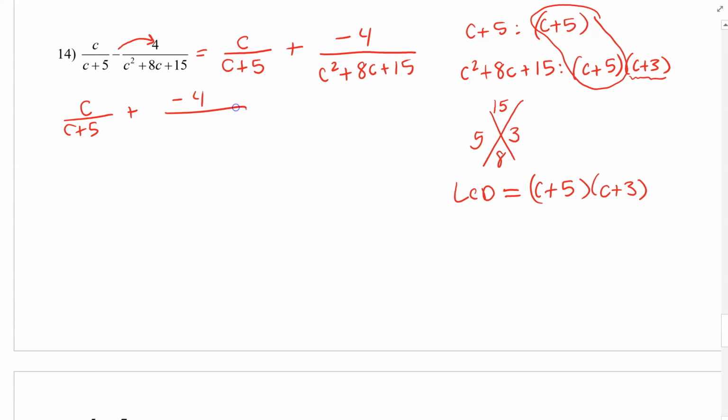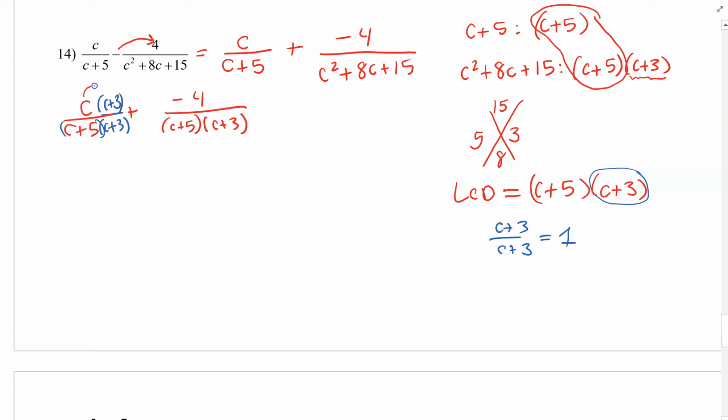So the second denominator is just the LCD already, c plus 5 times c plus 3. So I notice I don't need to multiply anything to that second denominator at all. It already is the LCD. And then I just noticed that my first denominator is missing the factor of c plus 3. So I just need to multiply the first fraction by a fancy form of 1, right? I'm multiplying by c plus 3 over c plus 3 because that equals 1. So it doesn't change the value, but it does change the appearance to have a common denominator.